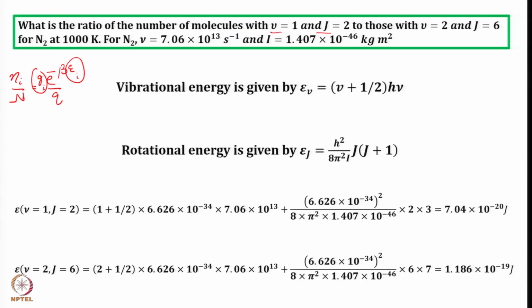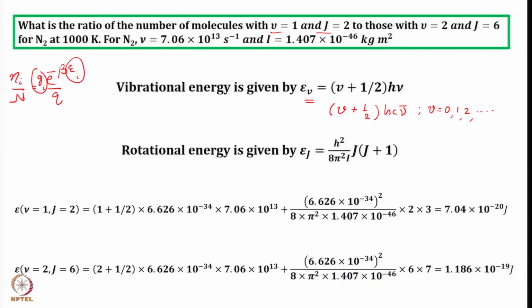Therefore, we will be dealing with the vibrational energy and rotational energy. Vibrational energy is given by E_V is equal to (v plus half) h nu, or you can also write (v plus half) h c nu bar, where v can take values 0, 1, 2, etc. And the rotational energy is given by h cross squared by 8 pi square I into J(J plus 1).